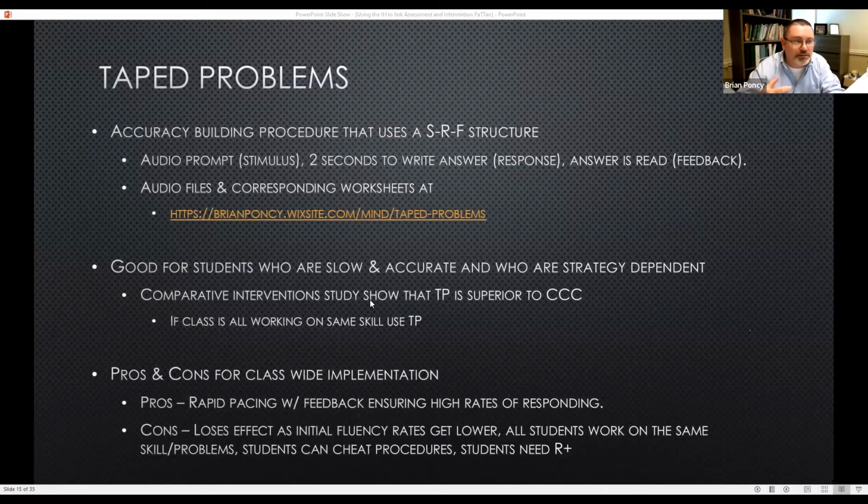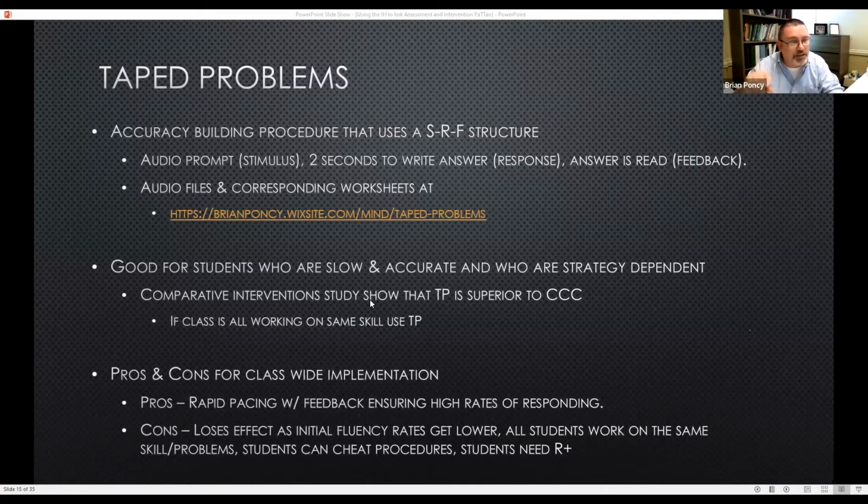Cover, copy, compare in the middle. The rates of responding aren't all that fast, but you get a good permanent product. You can do it class-wide, and you can differentiate. Tape problems works really well because it has high pacing.